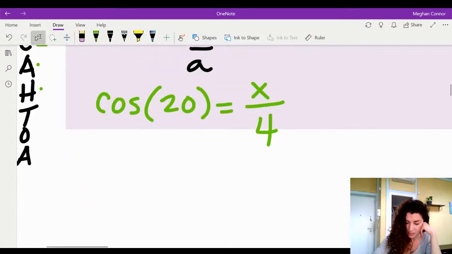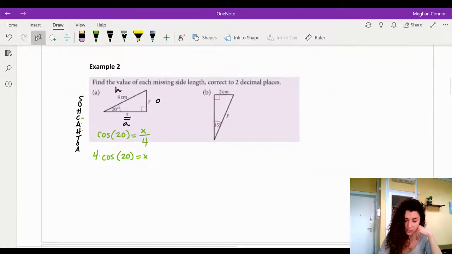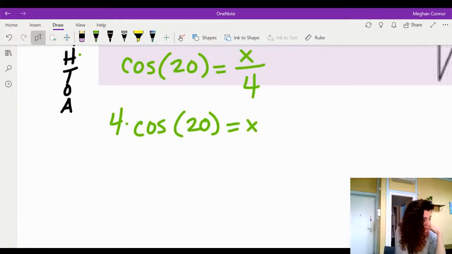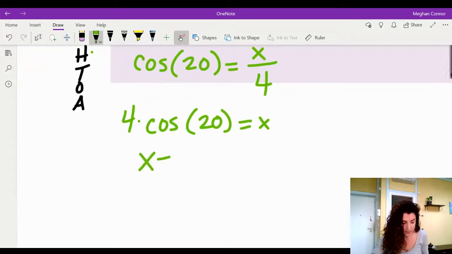If I wanted to get x by itself, I'm going to multiply both sides by 4. 4 times cosine of 20 equals x. And it says correct to 2 decimal places. So going into my calculator, 4 times cosine of 20, and I get that x equals 3.76.